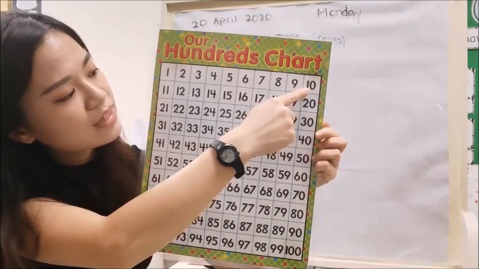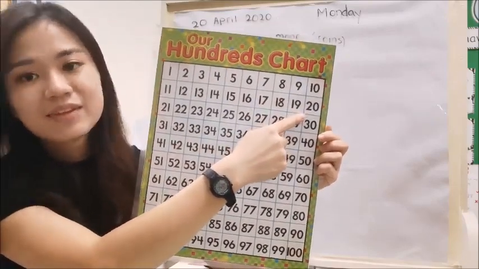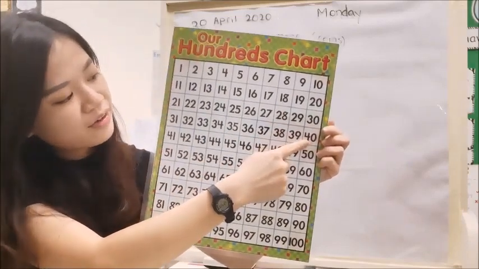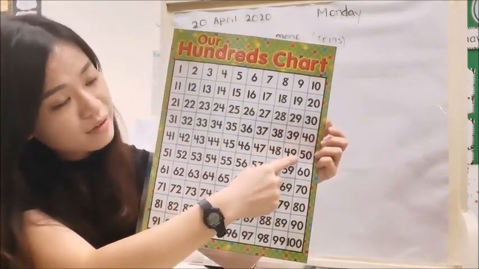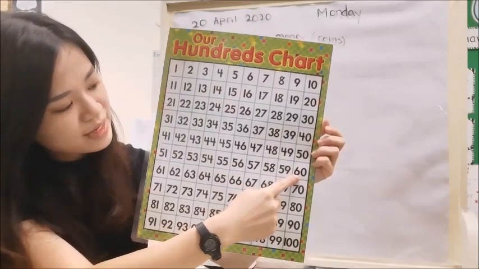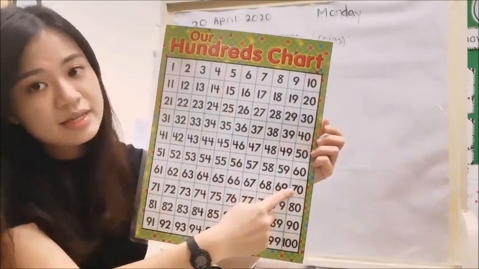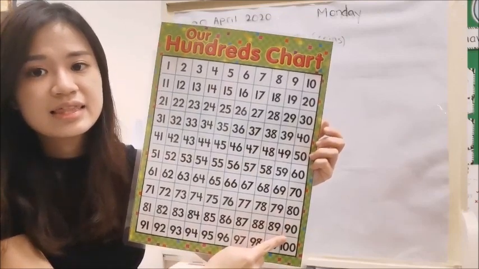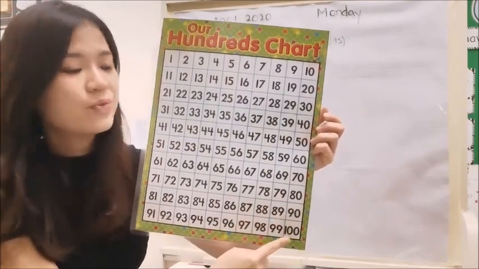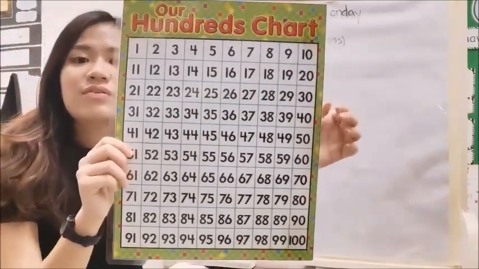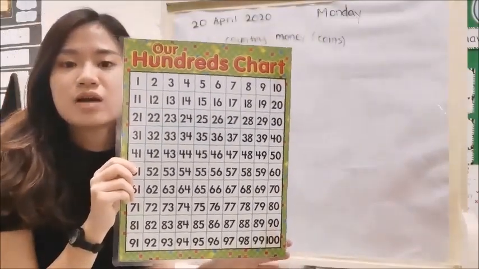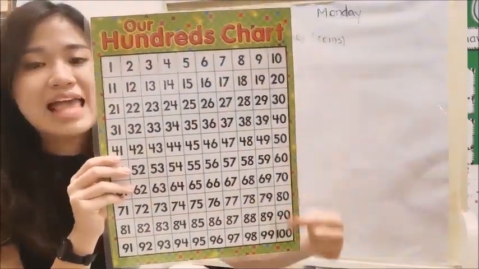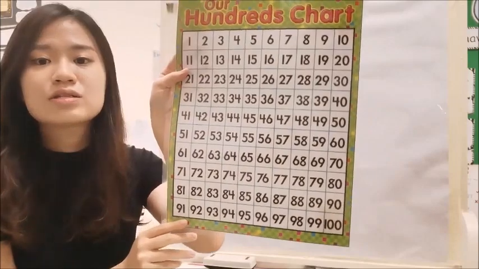10, 20, 30, 40, 50, 60, 70, 80, 90, and 100. So, this is very helpful in helping us to count coins because our coins usually go in tens. So we will need this to help us to count.